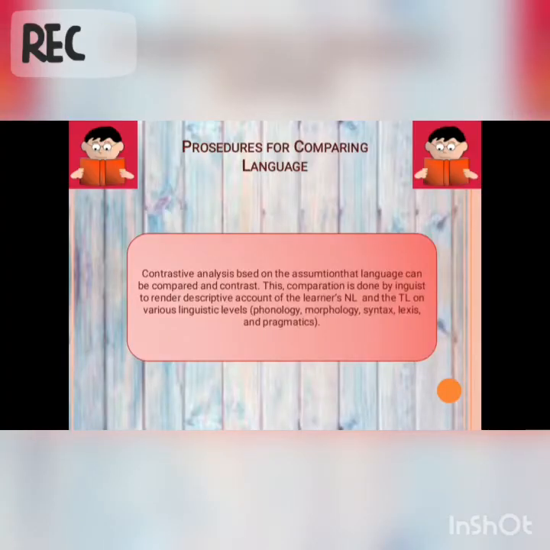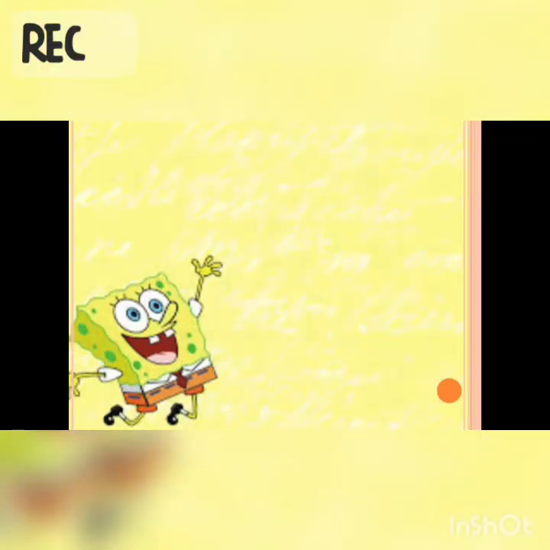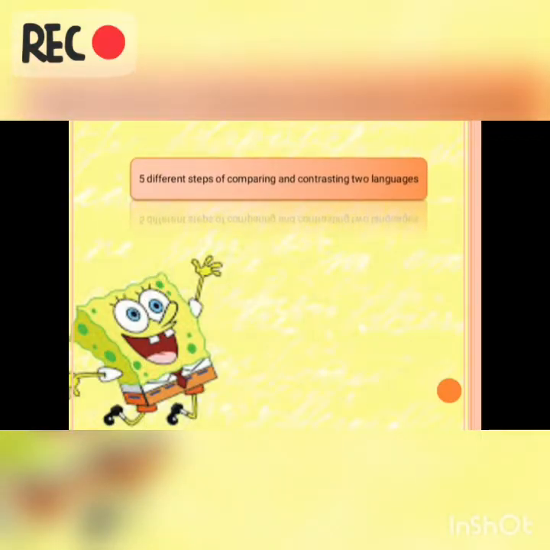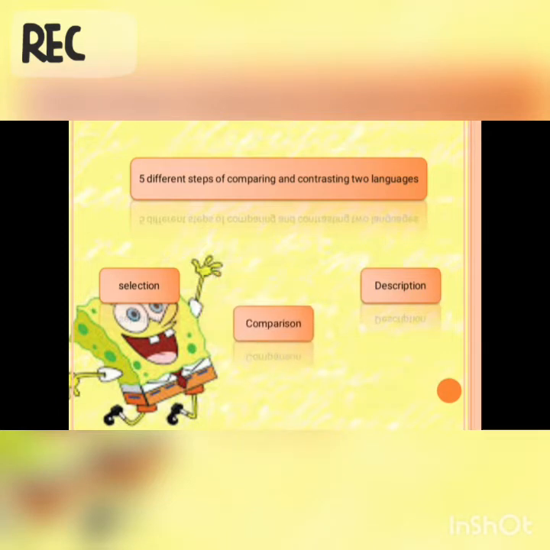Based on James in the 19th century, doing a contrastive analysis will involve two steps: description and comparison. However, there are five different steps that have been mentioned in the literature for contrastive analysis, which is about comparing and contrasting two languages. The first is selection, the second is description, the third is comparison, the fourth is prediction, and the last is verification.